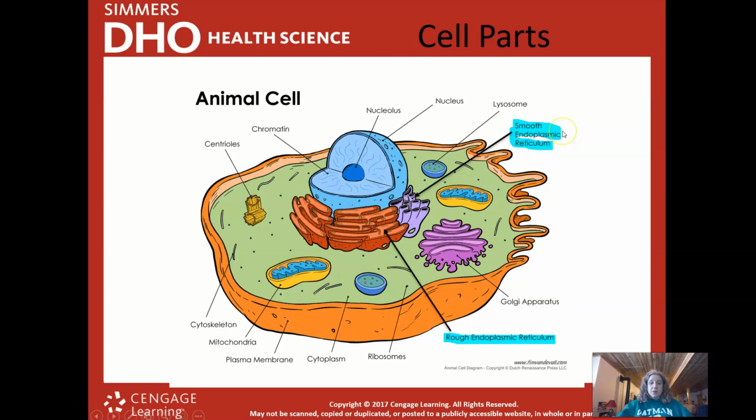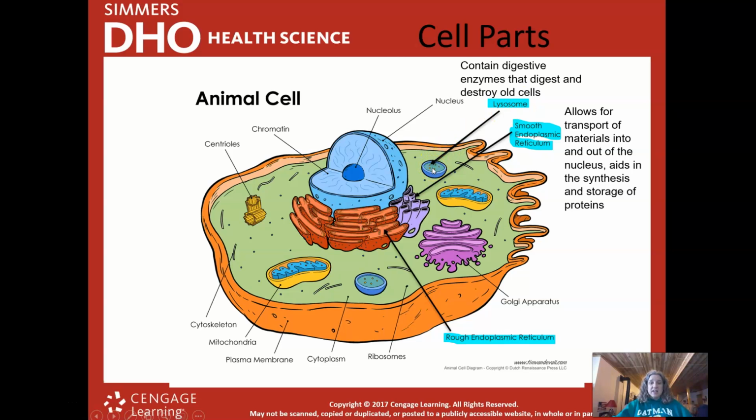You have the endoplasmic reticulum. The purple one is smooth. The rough one is orange. Remember, the rough one has ribosomes on it, and the smooth one is not found in all cells. It allows for transport of materials into and out of the nucleus. It aids in the synthesis and storage of proteins. You have the lysosomes, which is this one here, and it contains digestive enzymes that digest and destroy old cells.